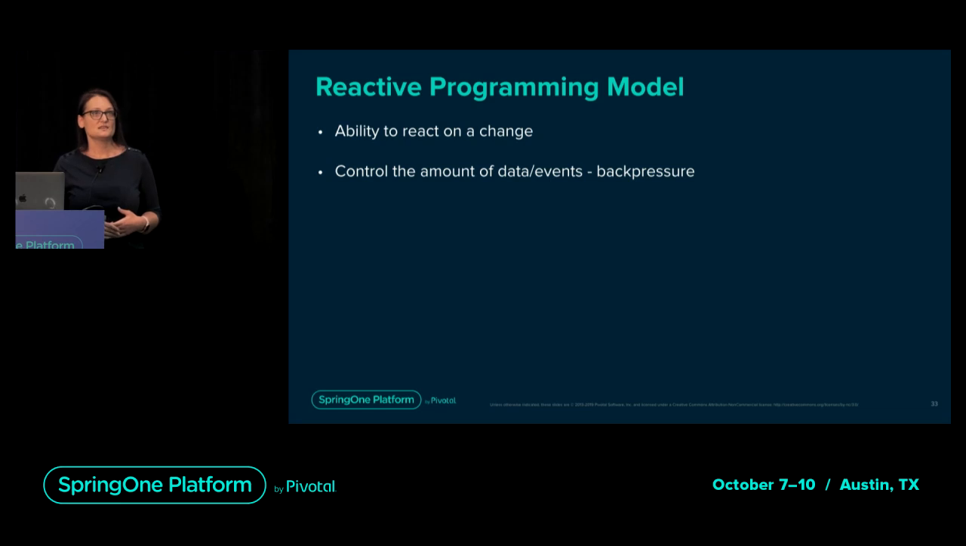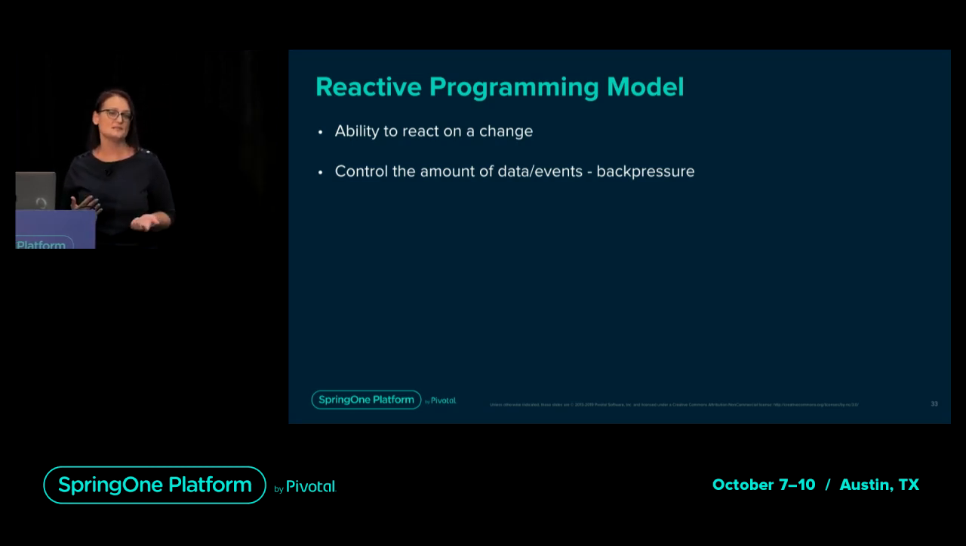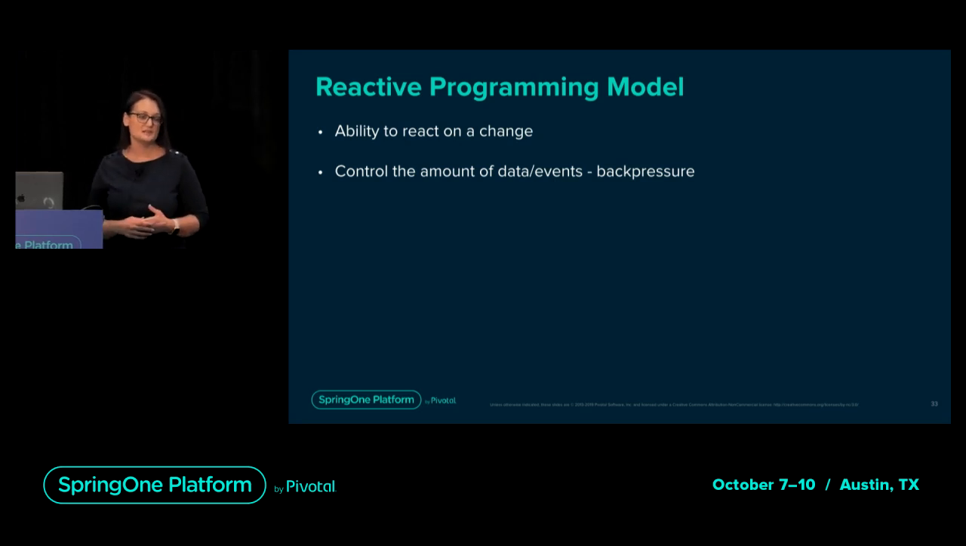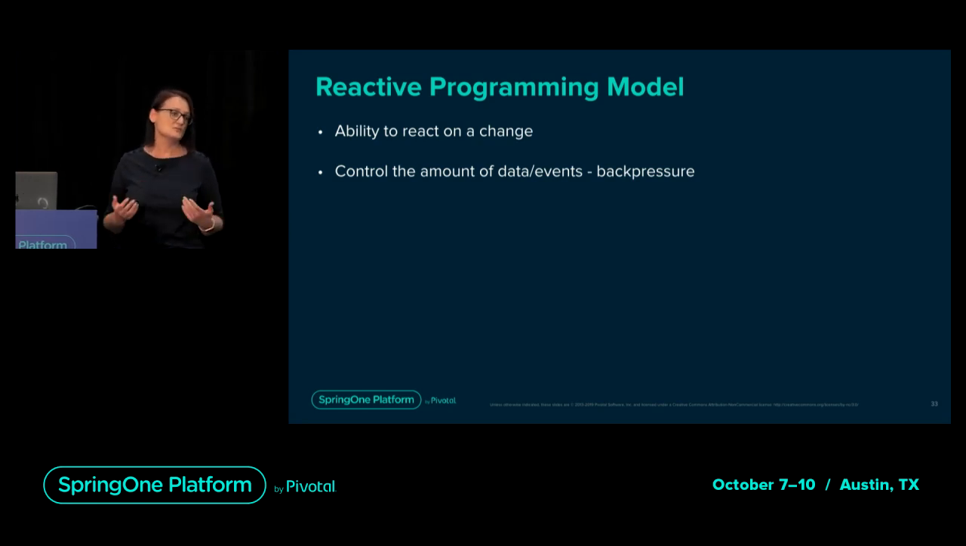But that's not enough, because with non-blocking, you can receive a lot of events or data. You need a mechanism to say, stop, I cannot handle this data anymore. And this mechanism is actually back pressure. And why is it important? Because if you have a fast producer, for example, and slow consumer, if you do not have back pressure, the producer will very easily overwhelm the consumer.